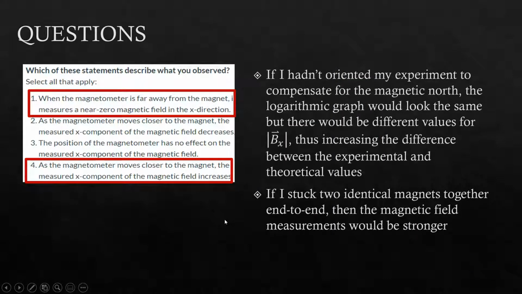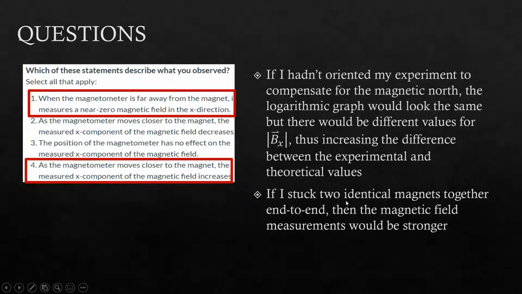So some questions to answer. Some observations that I noticed is that when the magnetometer is far away from the magnet, it measures a near zero magnetic field in the x direction, but as it moves closer to the magnet, the magnetic field in the x component increases. So if I hadn't oriented my experiment to compensate for the magnetic north, the logarithmic graph would look the same, but there would be different values for the x component of the magnetic field, and this would increase the difference between the experimental and theoretical values.